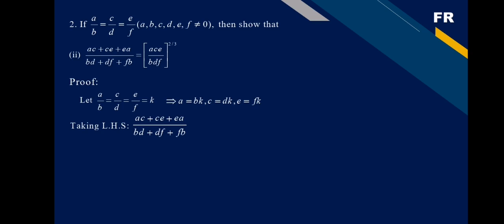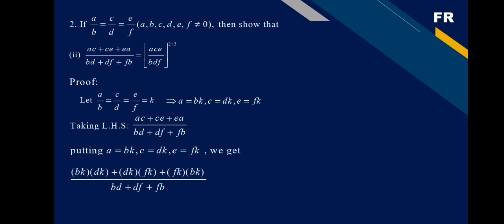Putting the values of a, c and e in the expression on the left hand side, that is (ac plus ce plus ea) whole divided by (bd plus df plus fb), we get (bk into dk plus dk into fk plus fk into bk) whole divided by (bd plus df plus fb). It is equal to bdk square plus dfk square plus fbk square. You can easily observe over here that k square is the common factor, so we will have to take out k square as a common factor.